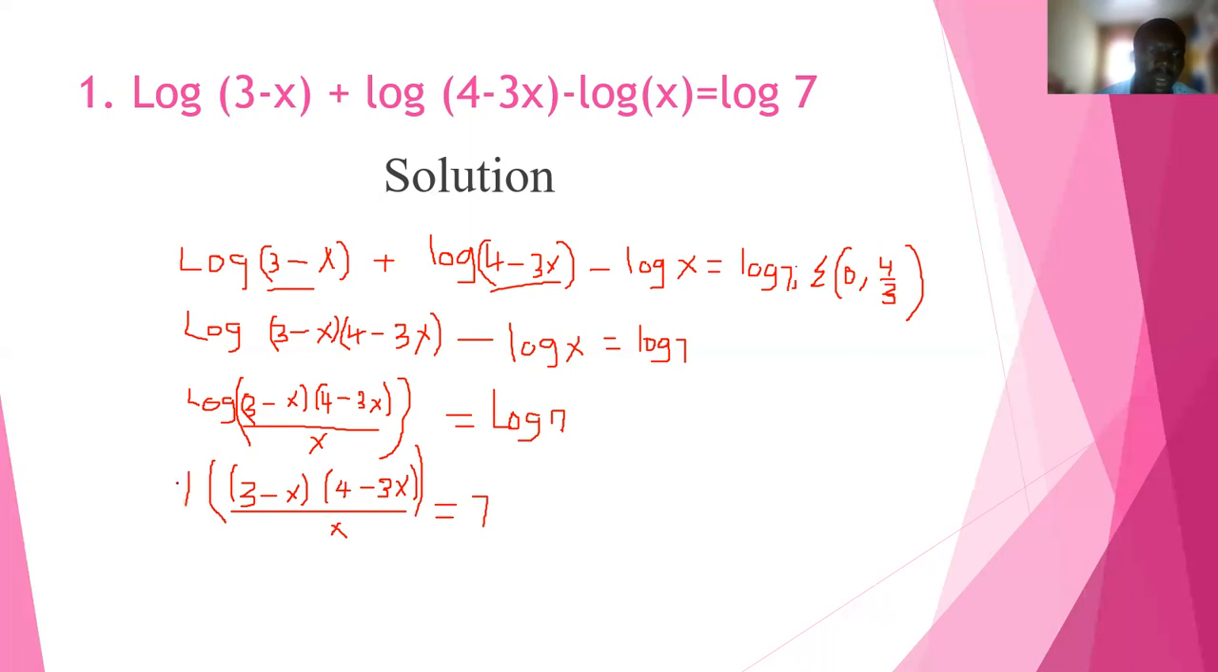Multiply both sides by x. So therefore, what will we have? This x will cancel that. Now we'll be able to remain with 3 minus x into 4 minus 3x is equals to 7x.